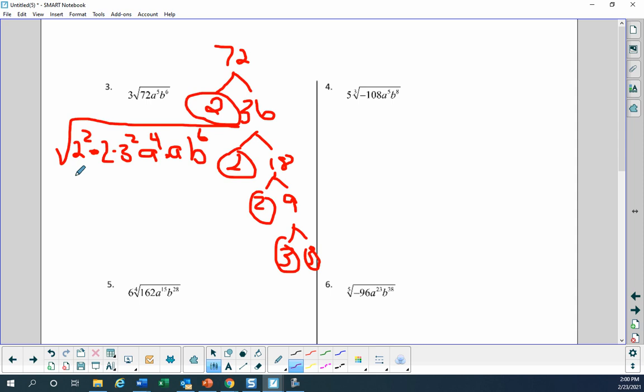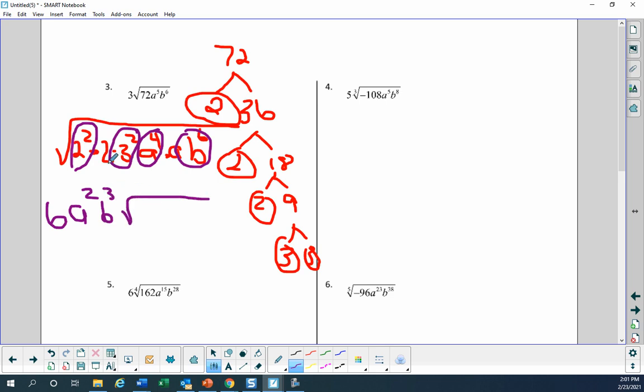So now what can come out? 2 squared can come out. 3 squared can come out. A to the power of 4 can come out as a squared. B to the power of 6 can come out as b cubed. So I have 2 and 3 comes out, which gives me 6, a squared, and then b cubed is outside the square root. What's left inside, I have a 2 and 1a.